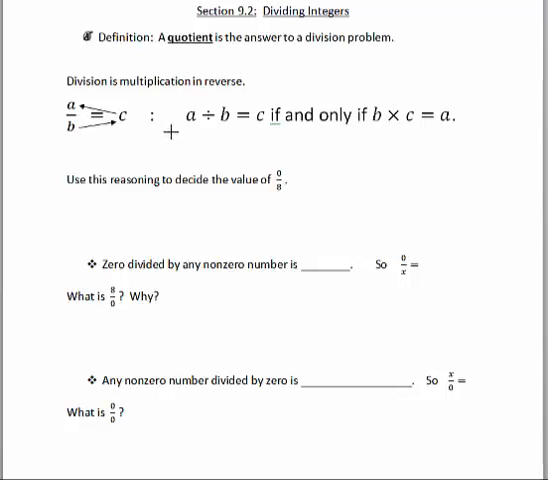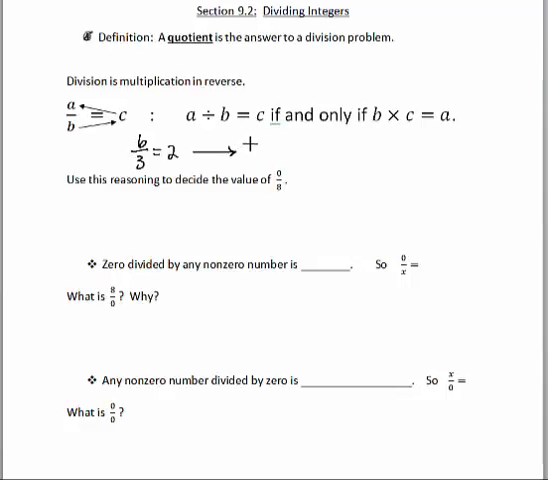If we look at this explanation in regards to dividing, what we're doing is we're taking a division problem. We've taken some number A divided by B and gotten C. What we can do is take this division problem and rewrite it as a multiplication problem. It's a lot easier to see what I'm talking about if I were to use some numbers. So let's say I have 6 divided by 3 equals 2.